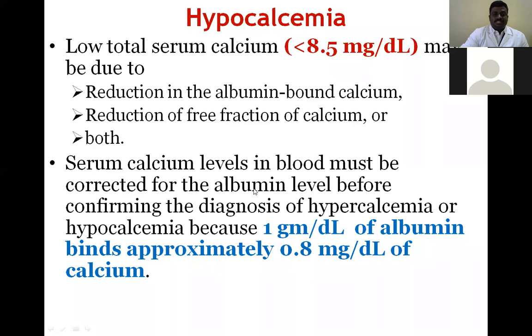Serum calcium depends mainly on the albumin concentration in the blood. Why? Because 1 gram per deciliter of albumin binds 0.8 milligrams per deciliter of calcium. So whatever calcium is present in the blood, 0.8 milligrams per deciliter binds to 1 gram of albumin. So albumin concentration also depends on hypercalcemia or hypocalcemia.